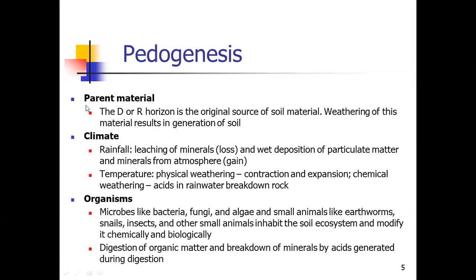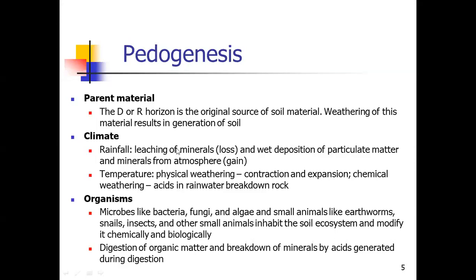But that is the parent material. So the R horizon that I just showed you in this cross section is the original source of the soil material. And weathering of this material results in the generation of all soil. The next important factor that determines the nature of the soil is climatic factors. Out of the climatic factors, the first most important thing is rainfall and the second is temperature. So let's take a look at rainfall.